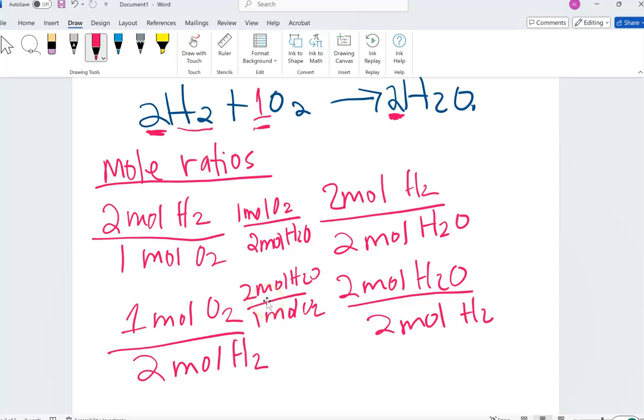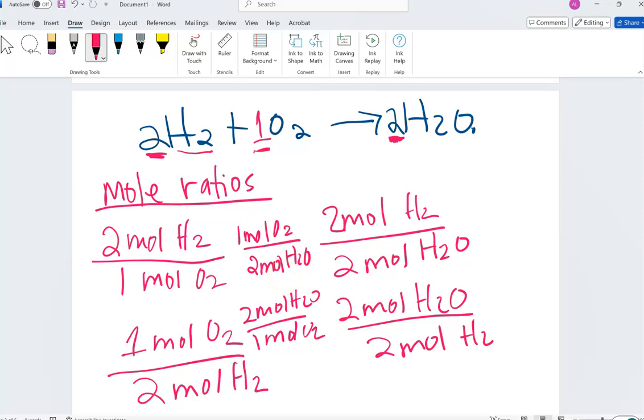So from this equation, I can get 1, 2, 3, 4, 5, 6 mole ratios. The only way you can link one substance to another substance is by their mole ratios. So the only connection I have between hydrogen and oxygen is my 2-to-1 ratio. The only connection I have between my oxygen and water is my 1-to-2 or my 2-to-1 ratio. The mole ratios are going to link one substance to the other in a chemical equation.